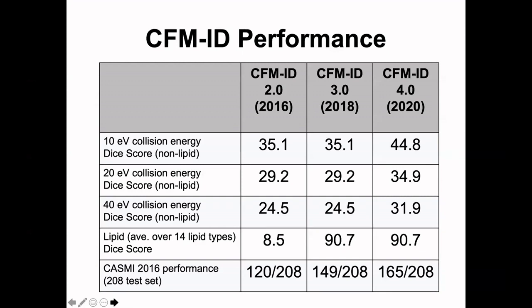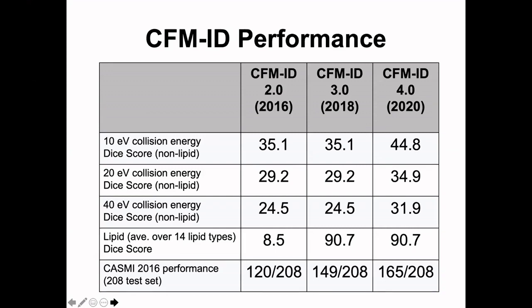The newest version, version 4, which is hopefully going to be coming out this summer, some people are already using it, is performing about 20 to 30% better than the earlier versions. The rule-based methods also substantially improve the lipids. And then we've been using what's called the CASMI data set, which was a collection of about 200 compounds. And that's sort of a nice benchmark to assess performance.